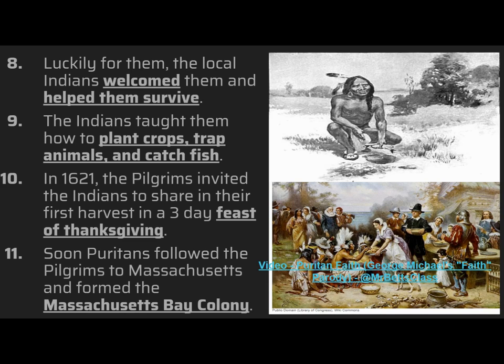The Indians taught them some very important things. The main ones are how to plant crops, trap animals, and catch fish. Basically, how to survive. If you don't know how to hunt the animals that are in an area, you are not going to be able to eat. If you don't know how to plant crops or what crops grow well in that area, you're not going to do well.